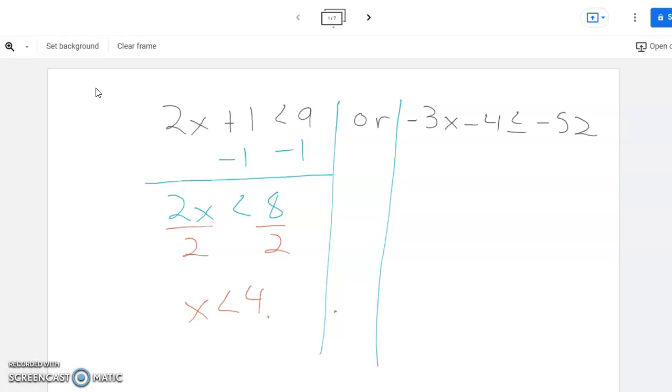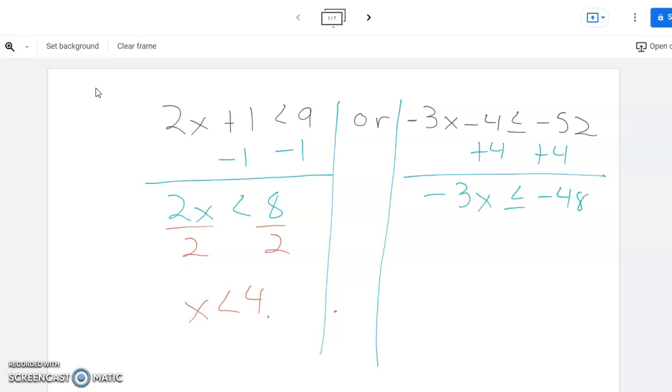So what I'm going to do is solve for x by adding 4 to both sides. Okay, and when I do that, I'll have negative 3x left because the negative 4 and the positive 4 cancel out. And then I'll have negative 52 plus 4. So negative 52 plus 4 is going to be negative 48. So I'll have less than or equal to negative 48.